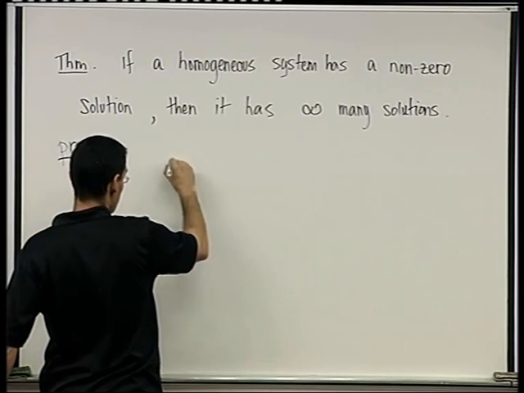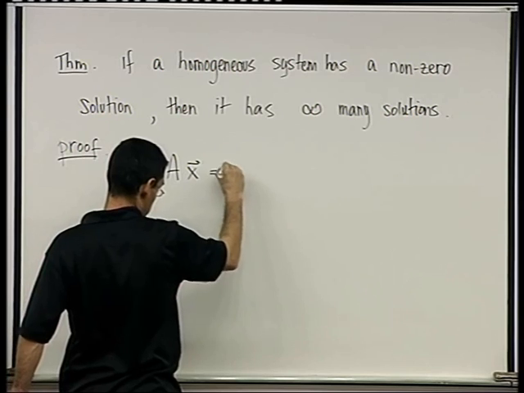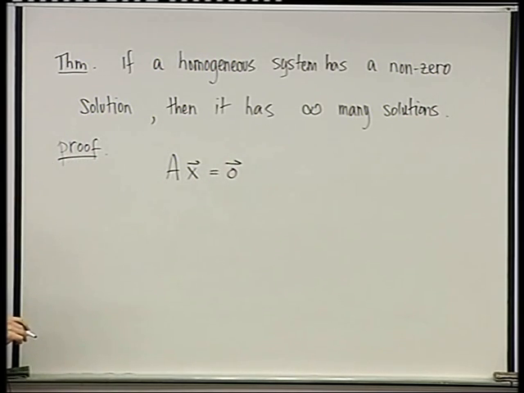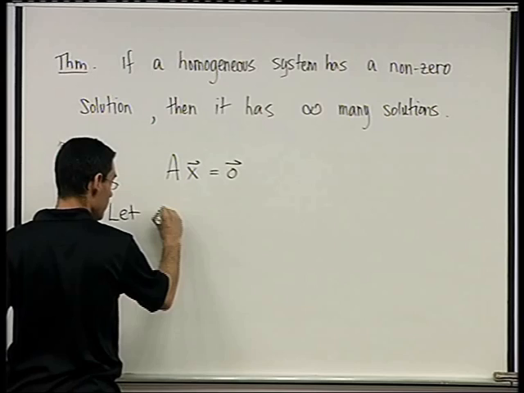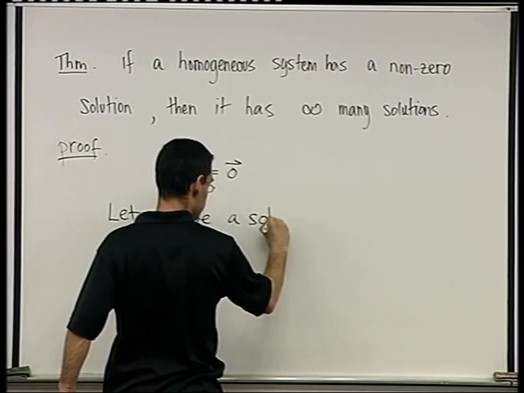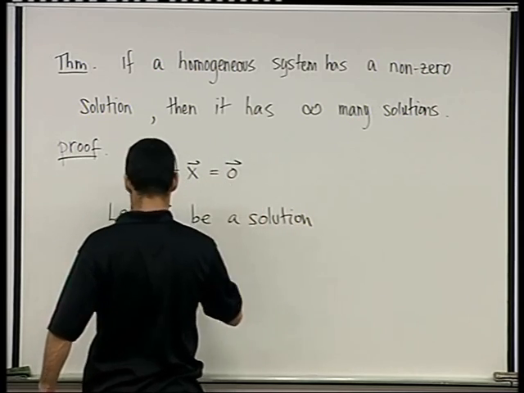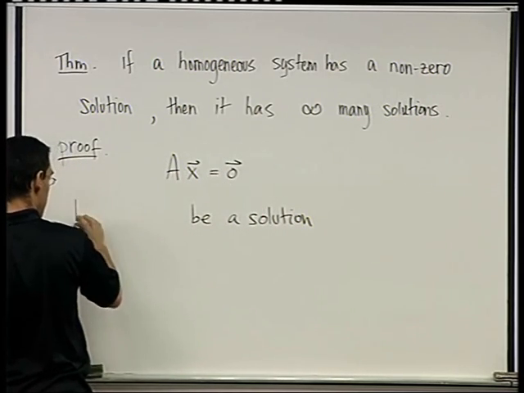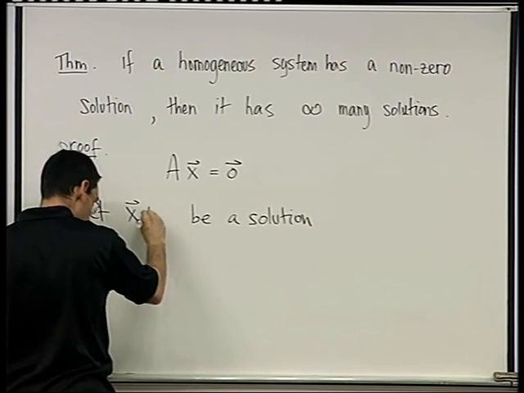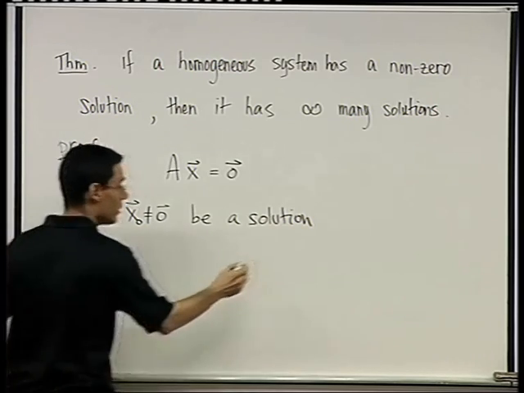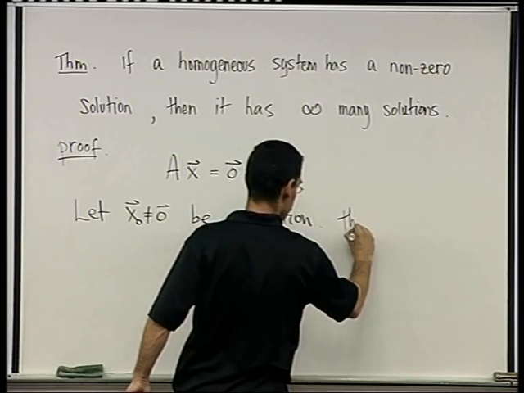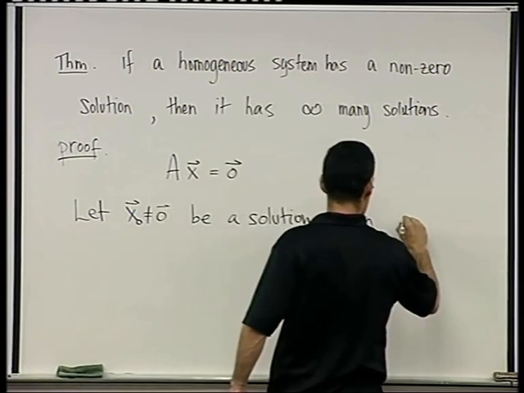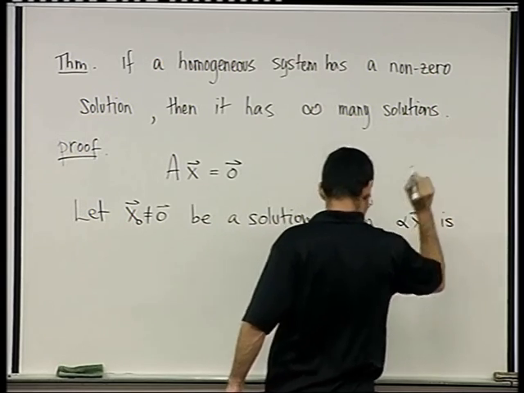So suppose we're looking at the system Ax equals 0. This is what a homogeneous system looks like, right? Suppose x0, which is not 0, is a solution. Then any multiple of this vector would also be a solution. Why? Then alpha times x0 is also a solution.